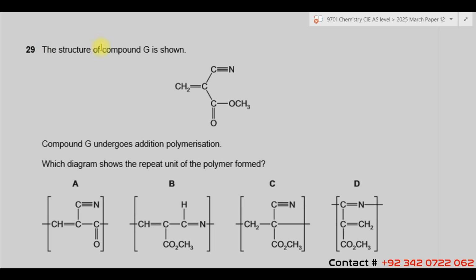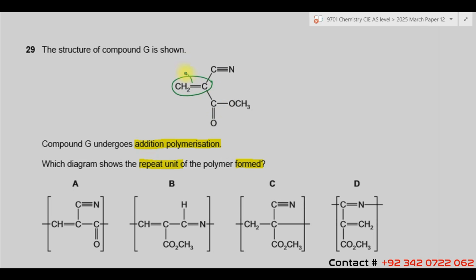Question 29. The structure of compound G is shown. We have this compound. Compound G undergoes addition polymerization. Which diagram shows the repeat unit of the polymer formed? Okay, let's see. For addition polymerization, there must be a double bond between two carbons. So we can see that these two carbons have a double bond. So this is going to be the backbone of the polymer. Rest are the side groups. This CN is not going to be part of the long chain. This is not going to be part of the long chain. Only these two carbons are present in the long chain.